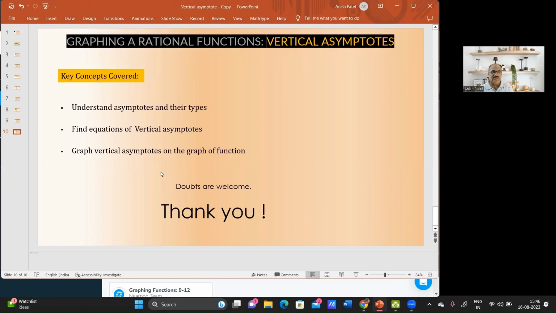So now, what did we learn today? We understood asymptotes and their types. This is not today; we already did this in the previous class. We can find the equations of the vertical asymptote, and we can graph them on the graph of the functions. So, any doubt? Do you have any doubt? No? Okay.